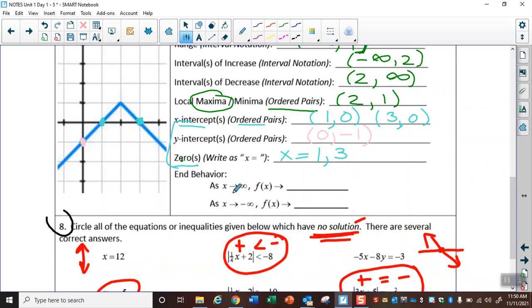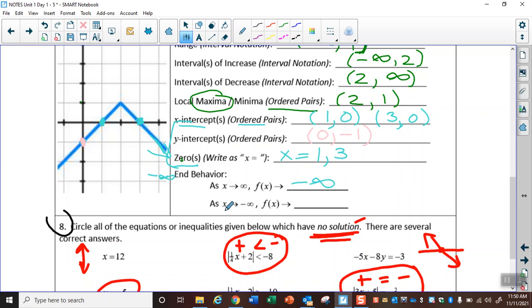And then now I've got my end behavior. So as x goes to positive infinity, what is happening to the function? So as x gets bigger, right, as I go to the right, what's happening to the function? Well, my function is going down, right? My function is going to negative infinity. As I go to the right, the function is going down, so it's headed towards negative infinity.